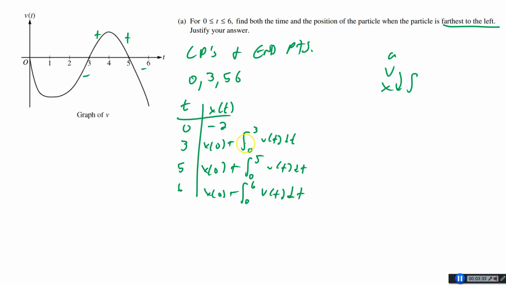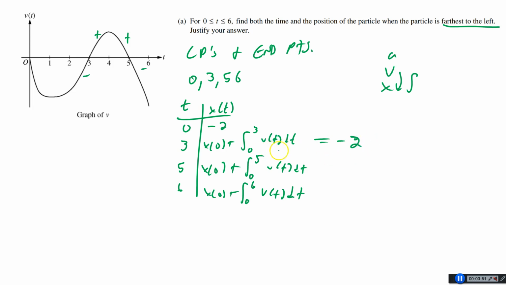Now we'll be getting these values along as we go, so you could really do x of 6 like x of 5, because we're going to find x of 5. You can do x of 5 plus the integral from 5 to 6. I'm just going to do them all from 0, which is just fine. So the initial position is negative 2. The next one, for 3, the position at 3 is going to be negative 2.